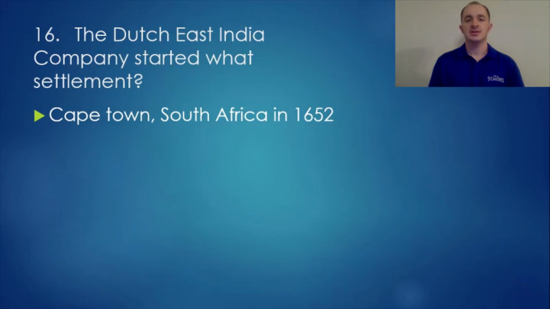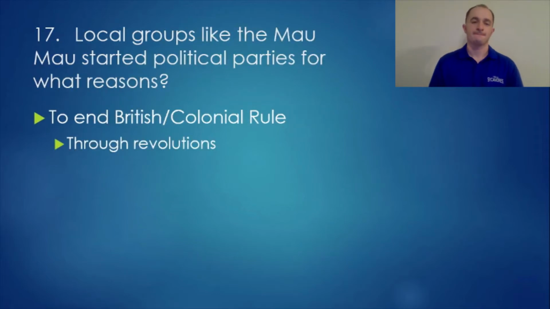Number 16, the Dutch East India Company started what settlement? So this would be in 1652, they settled the town of Cape Town. Cape Town, South Africa was settled by the Dutch East India Company in 1652.